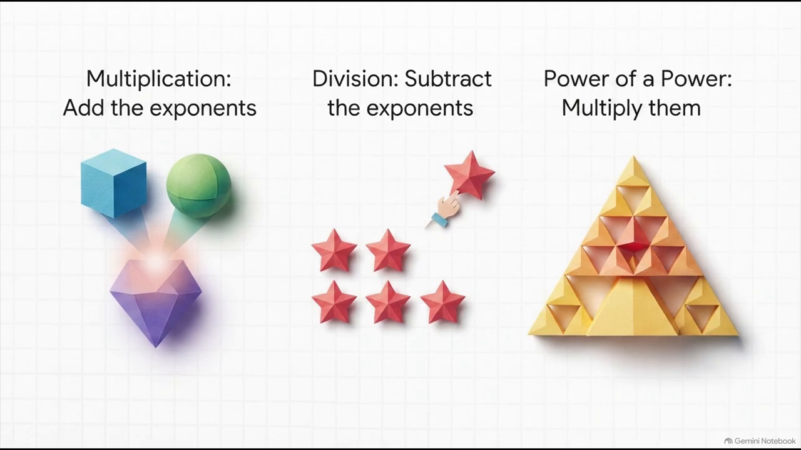It's literally just counting. Conversely, division cancels factors out, which means you just subtract the exponents. And a power raised to another power, that multiplies the exponents together. You're just stacking operations. Easy, right?